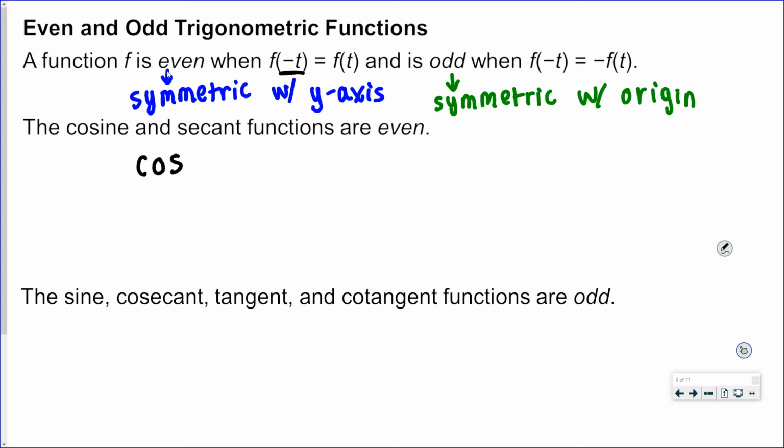So that means that the cosine of a negative angle is going to be the same as the cosine of that positive angle. Let's talk about why this makes sense on a unit circle in a minute. But its reciprocal holds that same property, that it's even. So it has y-axis symmetry.